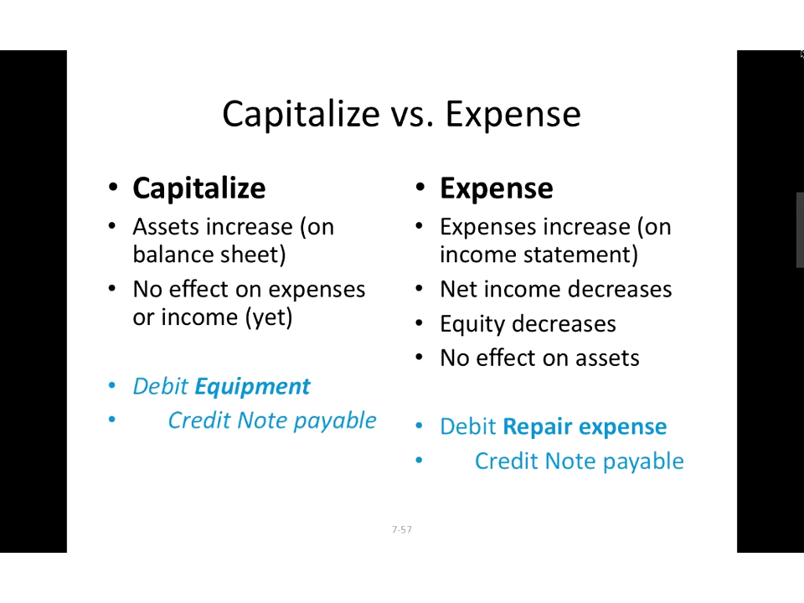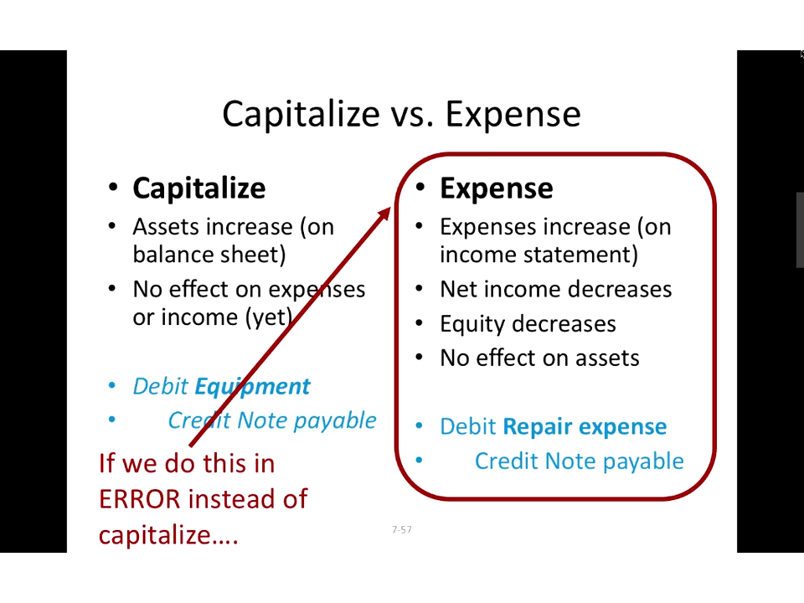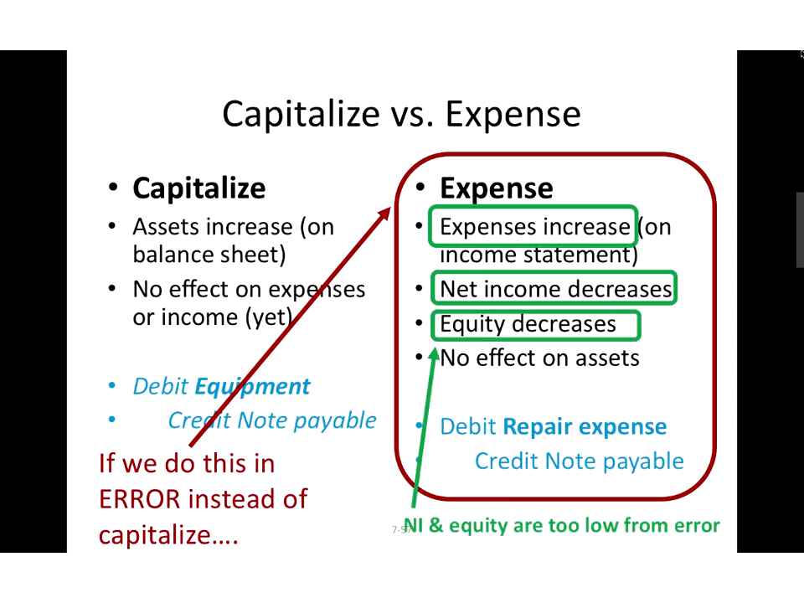So our question that we're looking at in Learning Catalytics right now says, treating the capital expenditure as an immediate expense. So it's saying, what if we should capitalize, but instead we expense something? So the question is, what if we do this in error instead of capitalizing? So we take the equipment and we say we're going to expense it. So if we do this, this is why this is a big deal.